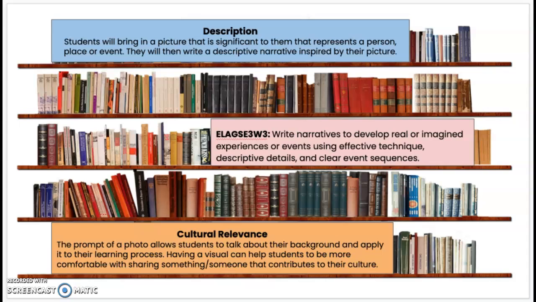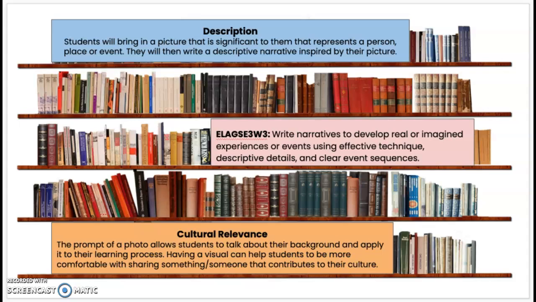So, the basic description of student storybooks is that students will be asked to bring in a picture that is significant to them and represents a person, a place, or an event that means a lot to them and to their background. Then, based off of that picture, they will write a descriptive narrative that is inspired by that picture. It could be a narrative about that person, or about that place that means a lot to them, or about something that's happened to them before.